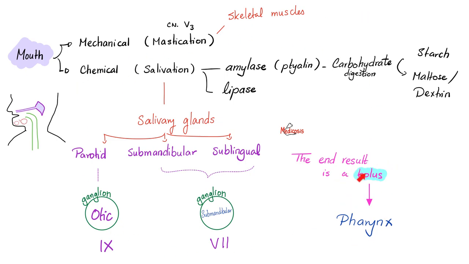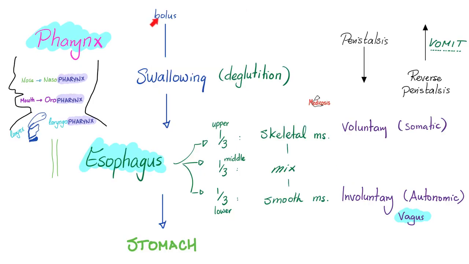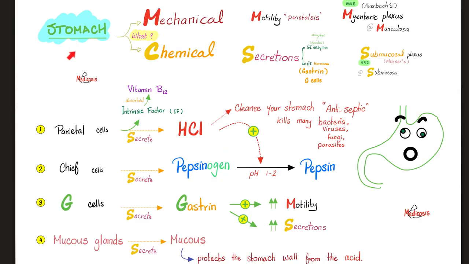The end result is a bolus that's going to leave the mouth and go to the oropharynx. The mouth sends it to the pharynx, which sends it to the esophagus, which eventually puts it into the stomach. The stomach was the story of the last video. Please pause and review. Don't forget mechanical and chemical, motility and secretion.